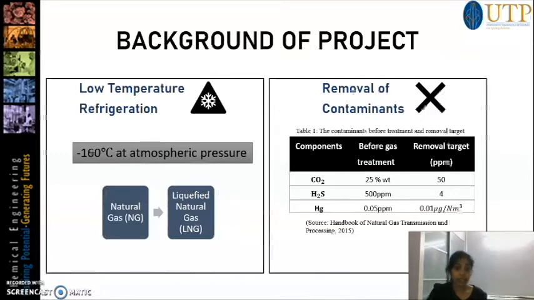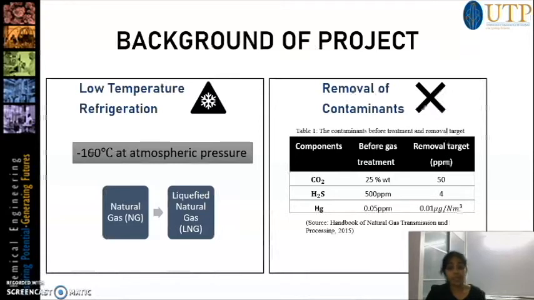And now looking at the purification process, this is required because of the large amount of contaminants such as H2S and CO2, which is found at the wellhead of natural gas. These contaminants are known to be harmful and corrosive and require a processing system to eliminate them. Thus, an optimized technology is to be identified for both the liquefaction and removal of contaminants process.